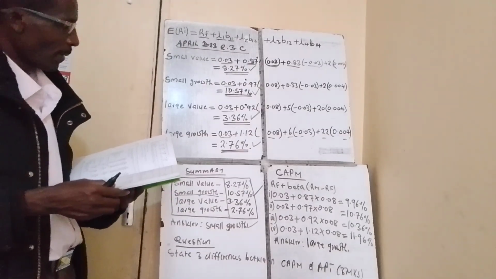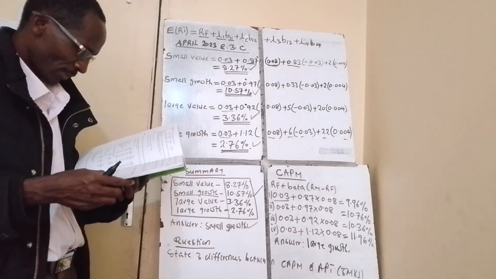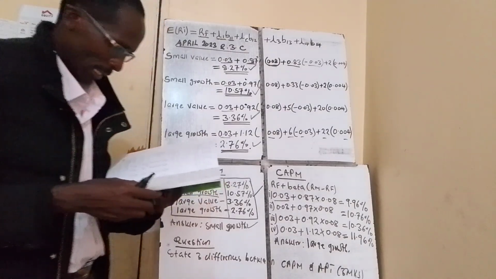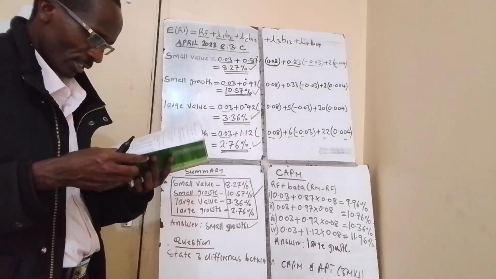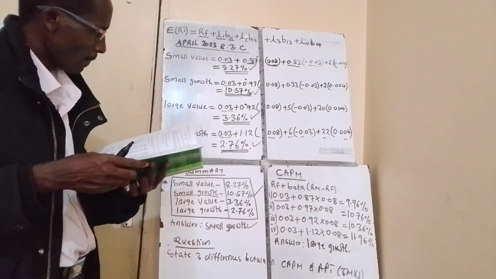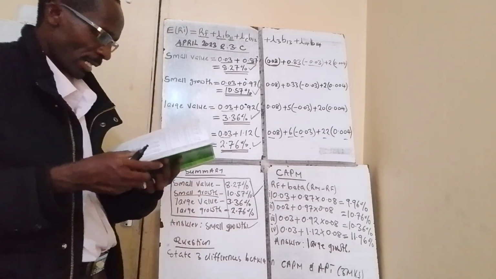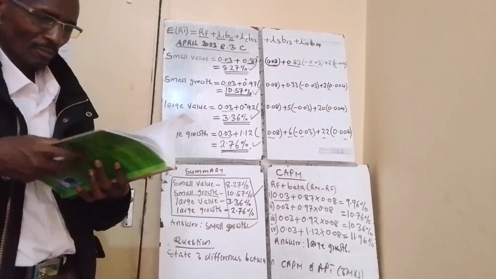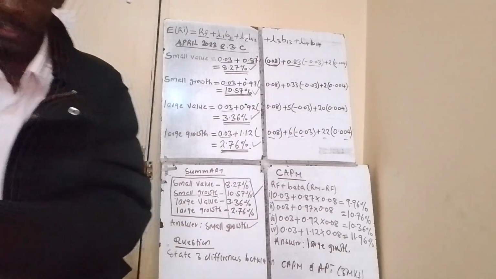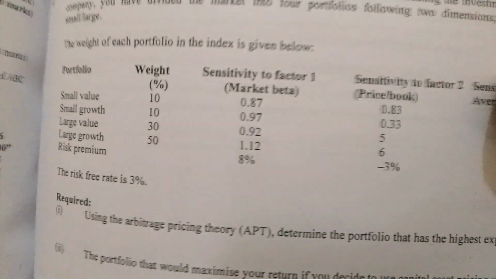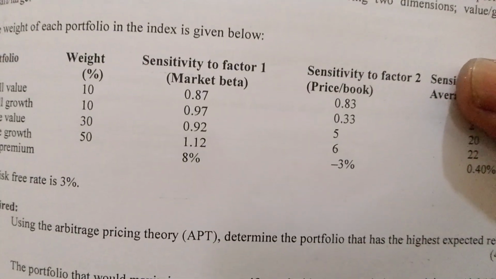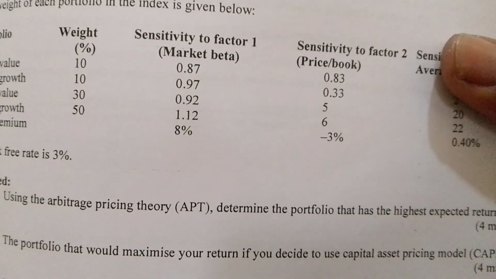Now, beta. Has beta been given? Is there beta? Yes, market beta. Market beta of how much? 0.87. That is sensitivity to factor 1. Now this market beta, because of CAPM, you have shown me where it is. If you look at sensitivity to factor 1, you can see market beta.